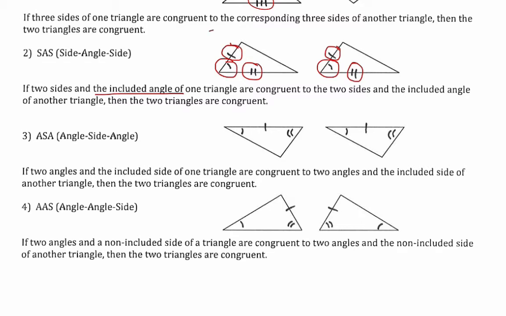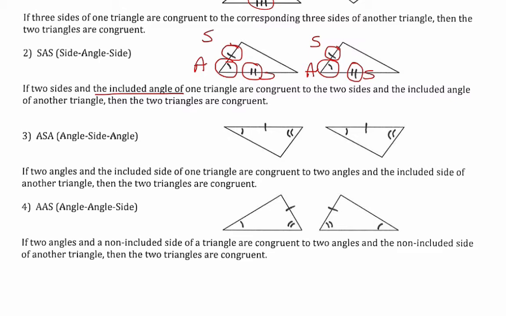So if you look at it, it's a side followed by an angle followed by a side, in that order, matching a side followed by an angle followed by a side. So two sides and an angle is good enough if it's in that relationship. It's also good to have two angles and one side if it's an angle-side-angle relationship. And again, it must go in that order.